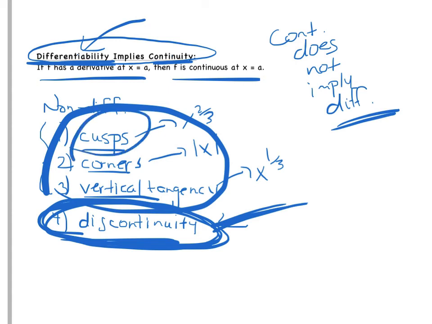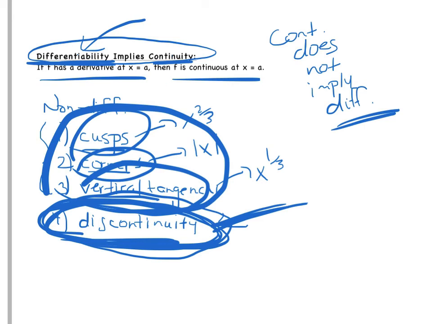If you see a cusp, it's going to be non-differentiable there. If you see a corner, it's going to be non-differentiable. If you see a vertical tangency, it's going to be non-differentiable. If you see any kind of discontinuity, a point, a jump, or a vertical asymptote, then it's going to be non-differentiable. These are all points of non-differentiability.